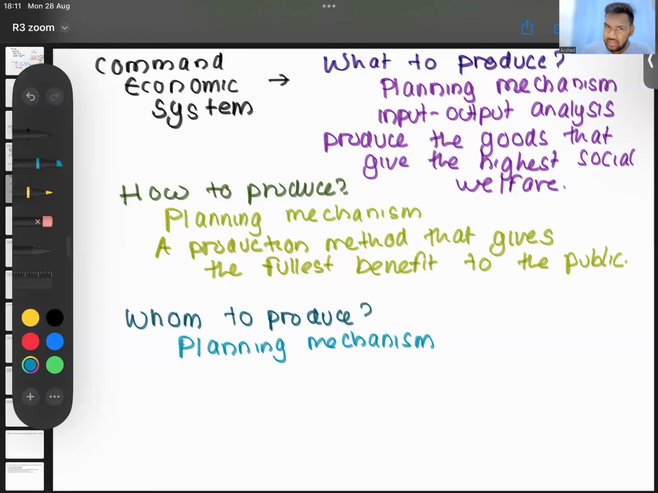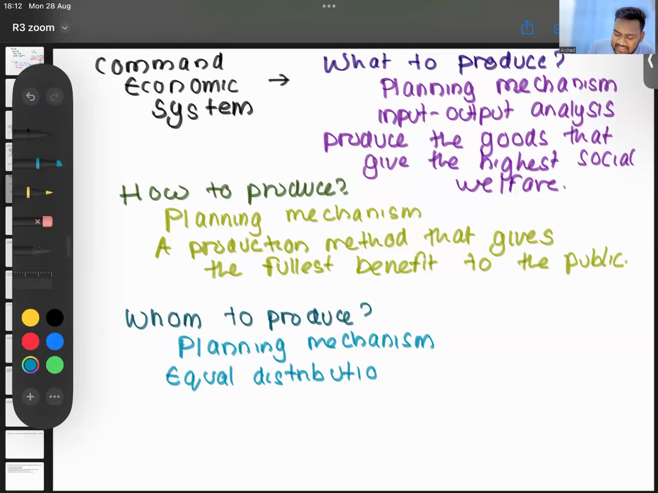Okay, what will the government do, guys? How will they try to distribute the goods? Will they distribute the goods to people with purchasing power, or will they do it somewhere else? How do they do it? They try to distribute the goods with equality, right? So they focus on equal distribution, to distribute the goods equally between the people.